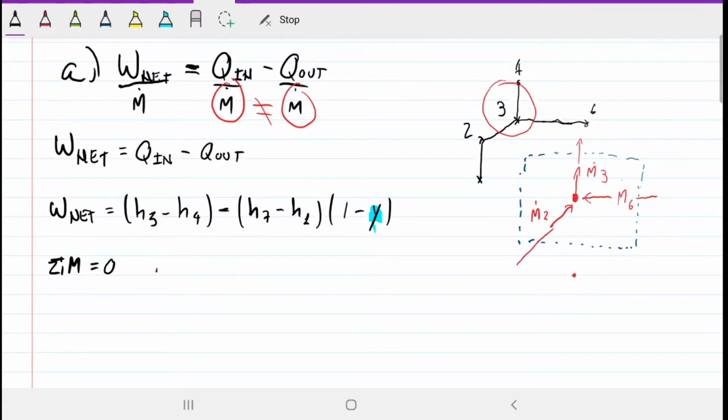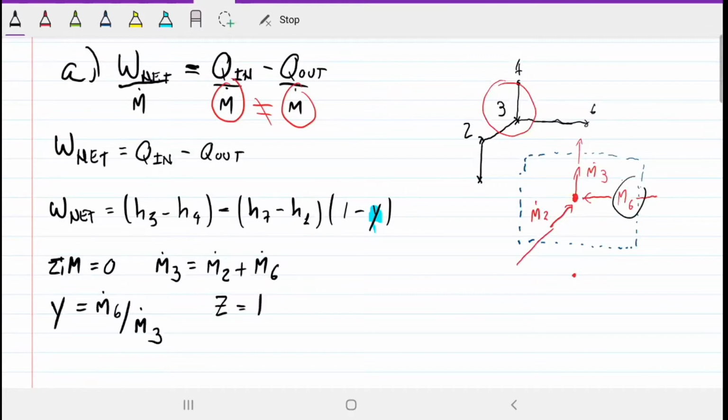Well, it tells us that the mass of 3 has to be equal to the mass coming from 2 plus the mass coming from 6, right? If we want to put things in terms of y, what is y? Y is the proportion of how much is being split to this feedwater system. So y is just how much water is going to the feedwater system with respect to how much water we have in total. And what is z? Z being the other part, right? Z, or 1 minus y, same thing. Z is just how much is coming from 2 over the whole thing. So our mass balance gives us these relationships here.